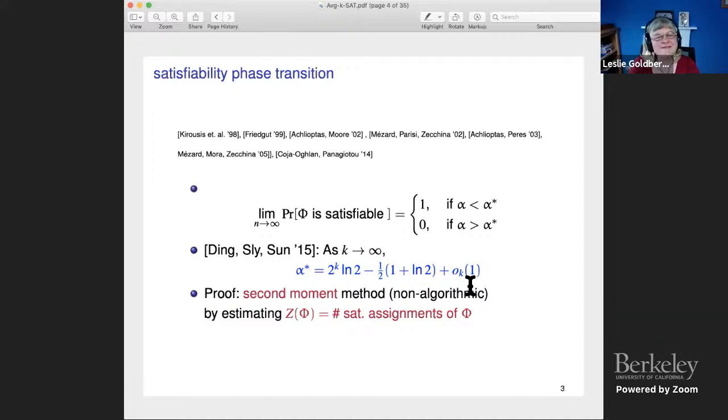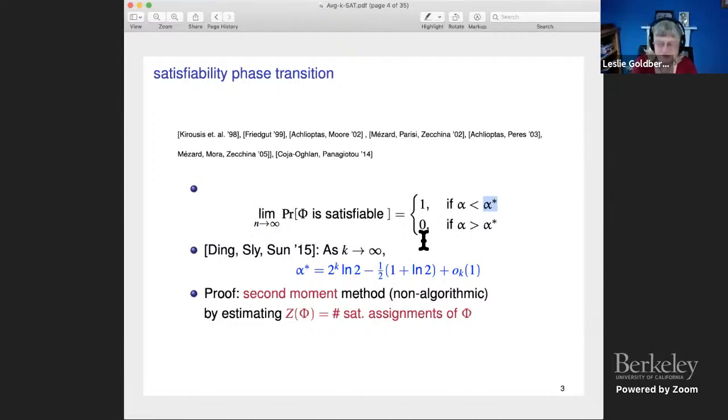Okay, so there's been lots of work on this question, so much that I had to make a pretty small font, loads of it by people here who know more about this than I do. But a neat thing that's true is that there's a phase transition at some critical density alpha star, depending on K, so that if your density is below this, then with high probability, probability 1, the formula is satisfiable in the limit as n goes to infinity, and above it, it goes to 0.